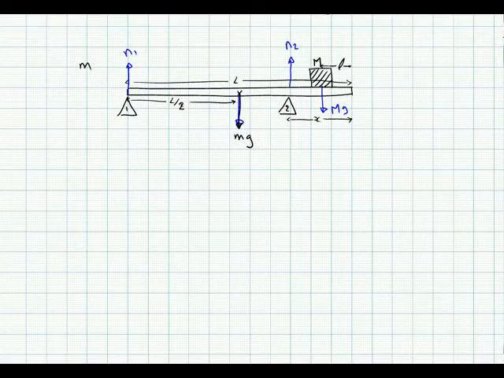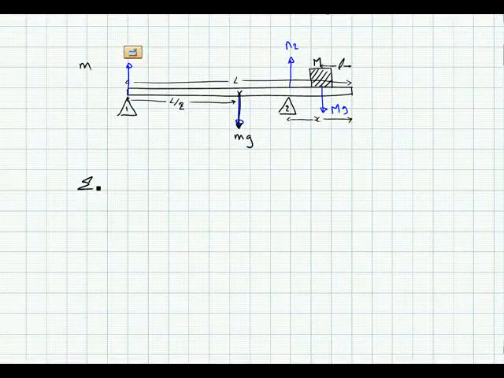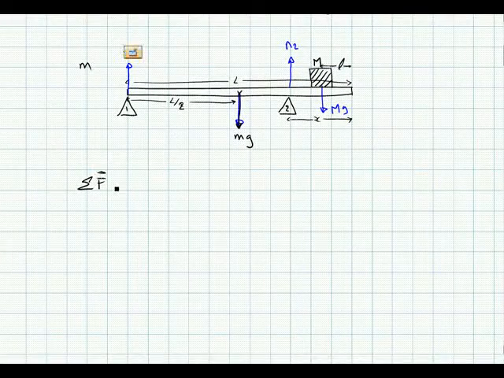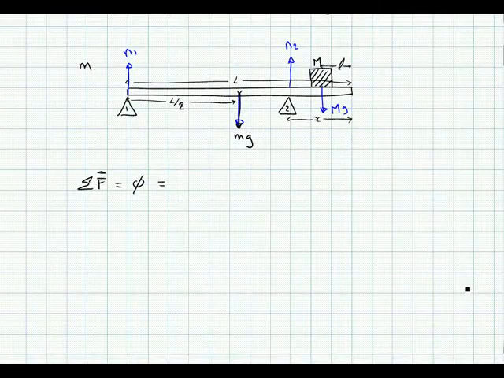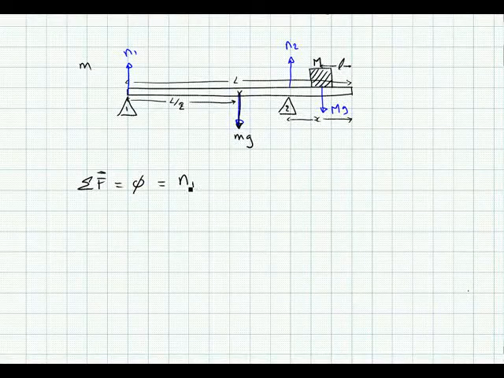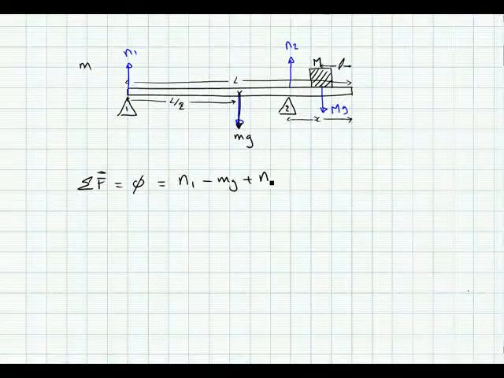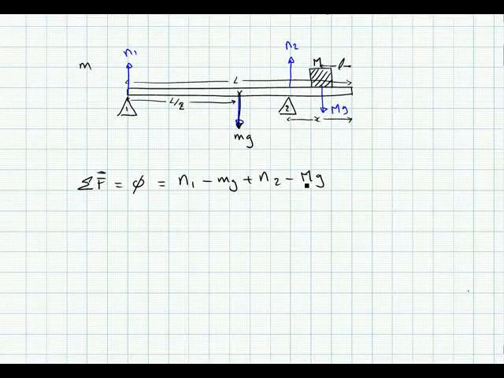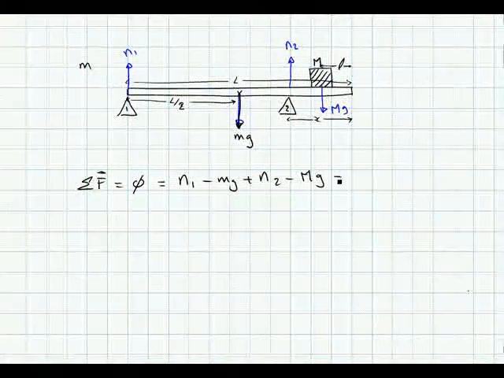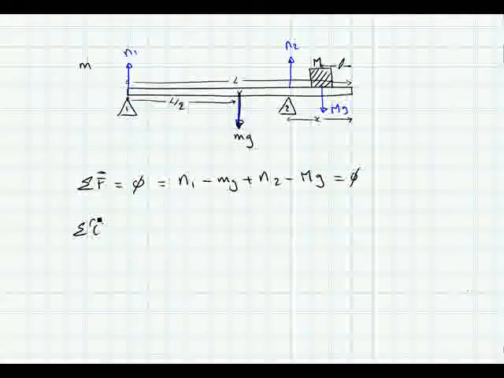Now, once again, to solve for equilibrium, you can argue that the sum of all the forces is equal to 0. What is the sum of all the forces? We have n1 upwards minus mg plus n2 minus big Mg. Alright, so that whole thing must equal 0. Now the sum of all the torques must also equal 0.